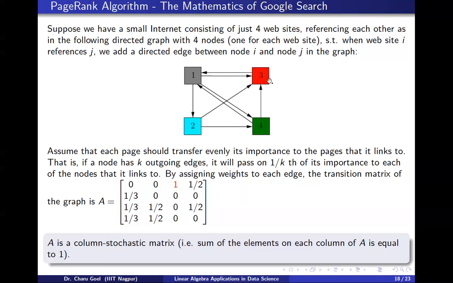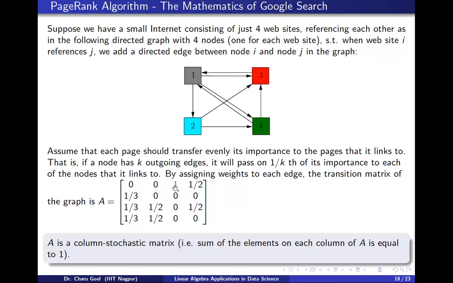So if you see the arrows, there is only one arrow from 3, and that is to 1. That means page 3 is only referring to page 1 and not referring to any of the other pages, so for our purpose, not referring to page number 2 and 4. So 3 is referring to page number 1. If you remember, the notation was first row, third column. So we are here talking about the third column.